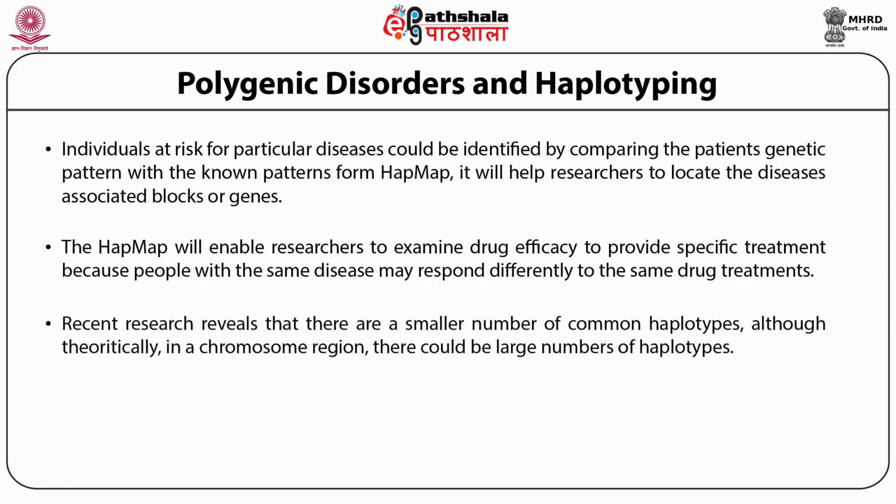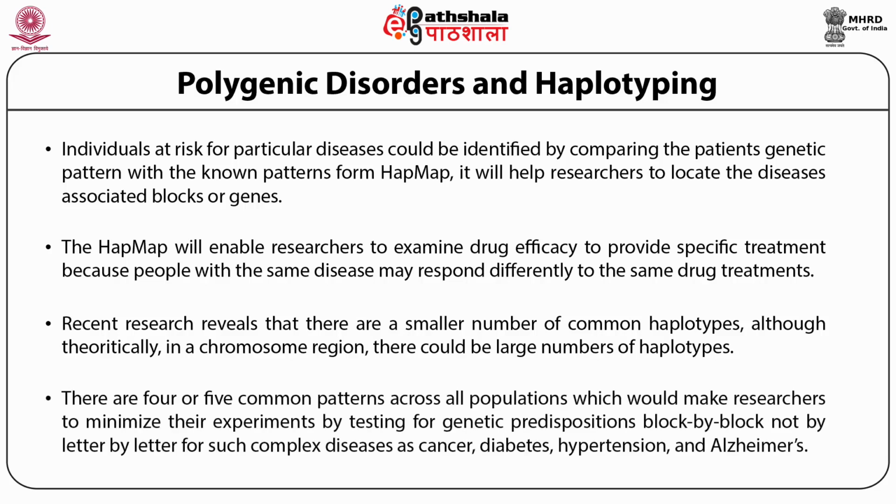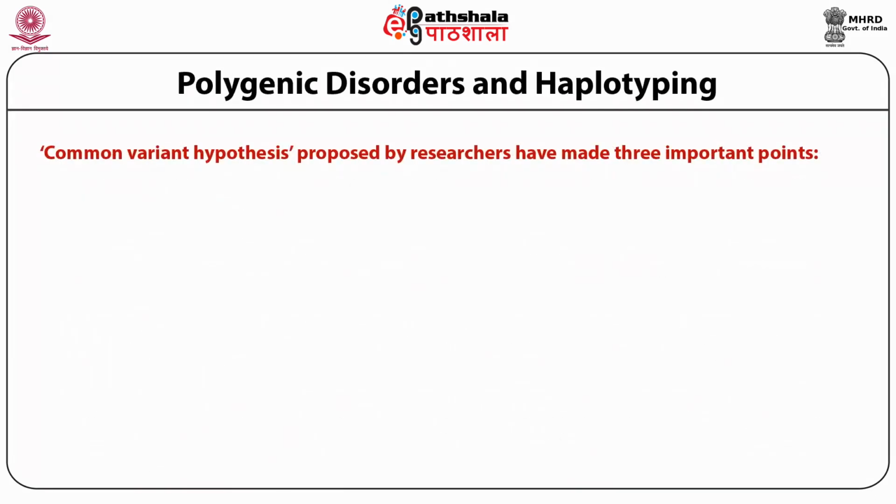Recent research reveals that there are a number of common haplotypes, although theoretically, in a chromosome region, there could be a large number of haplotypes. There are 4 or 5 common patterns across all populations, which would allow researchers to minimize their experiments by testing the genetic predisposition block by block, for such complex diseases as cancer, diabetes, hypertension, and Alzheimer's, as reported by Gabriel et al., 2002. Common variant hypotheses proposed by researchers have made 3 important points.